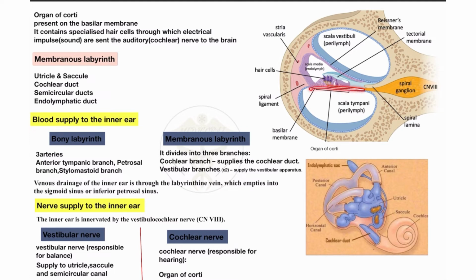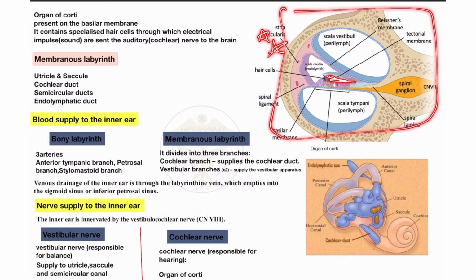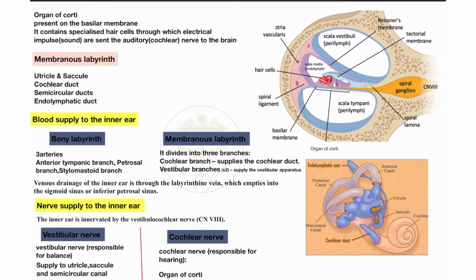This part is called the basilar membrane and this part is called the tectorial membrane. Please learn this diagram, it's a very important diagram. The hair cells present on the organ of Corti help in hearing when these hair cells move. I will explain everything about this, what the function is and how it works, later. Please now only concentrate on the diagram.